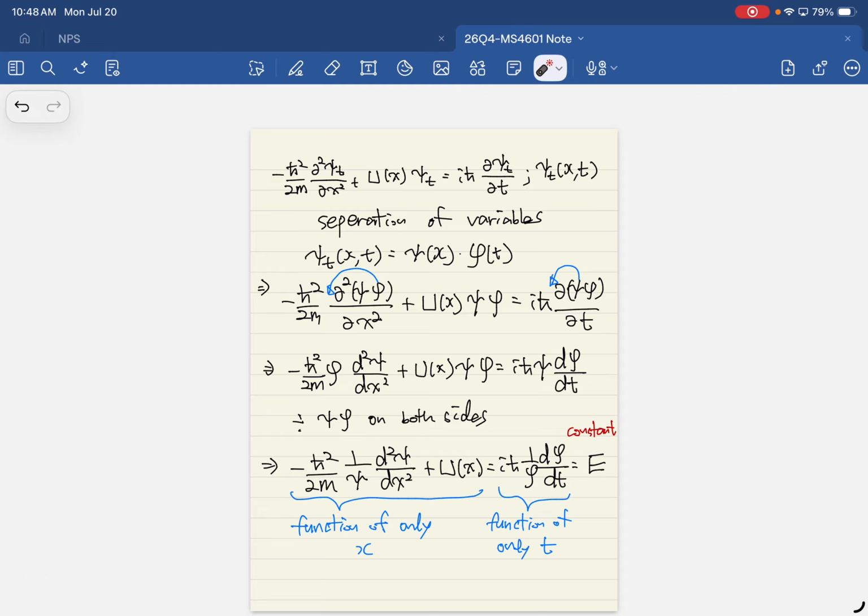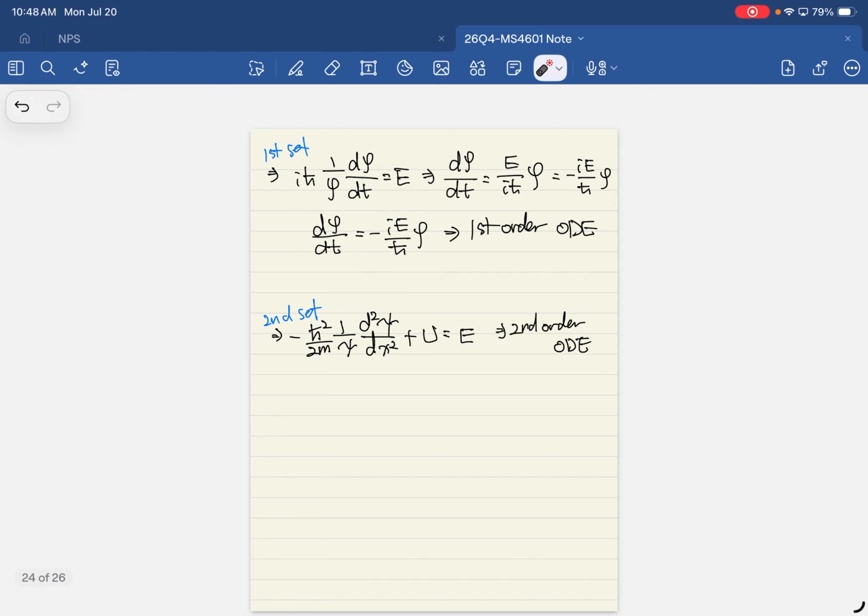Previously we had a partial differential equation, but using separation of variables we were able to get two different sets of equations. One is a first order ODE, an ordinary differential equation, and the second is a second order ordinary differential equation, right? A partial differential equation is hard to deal with, but with the separation of variables concept we got these two easier equations. This is what we are going to work on.